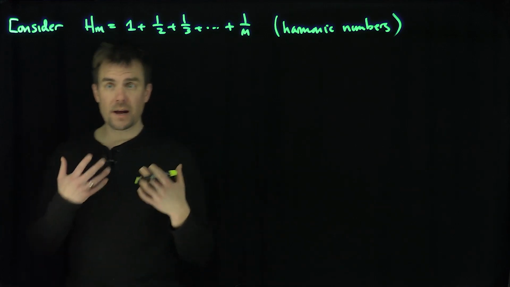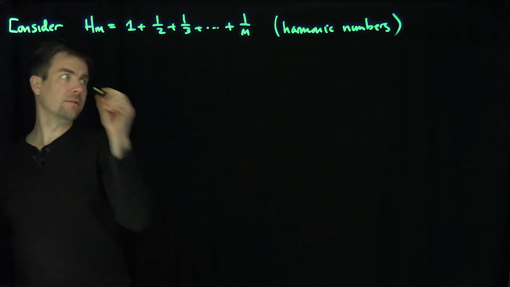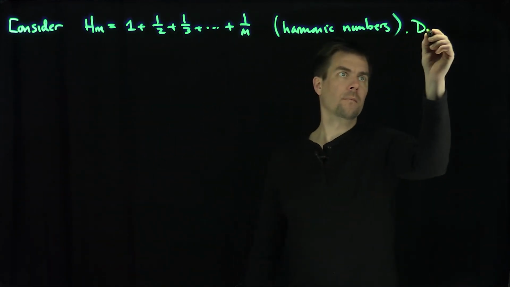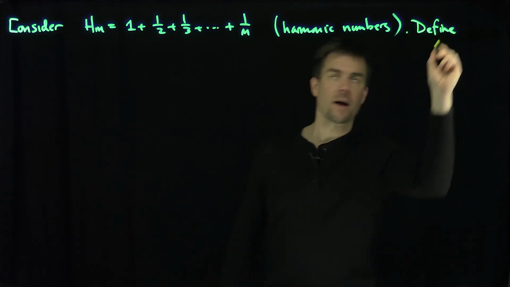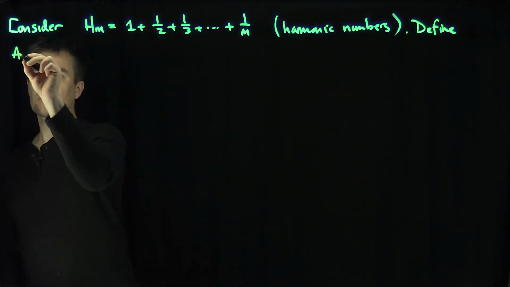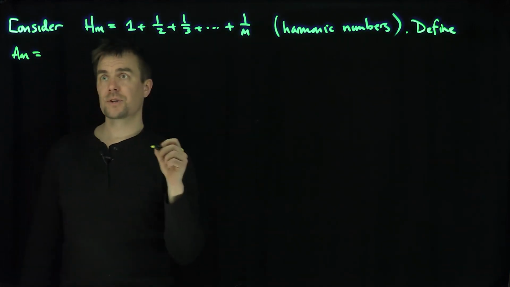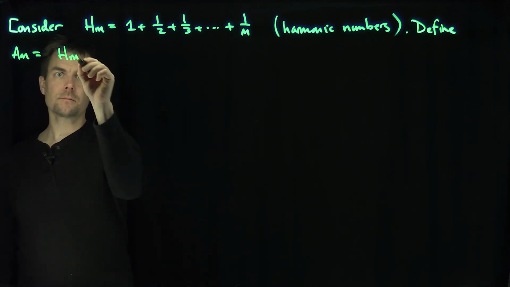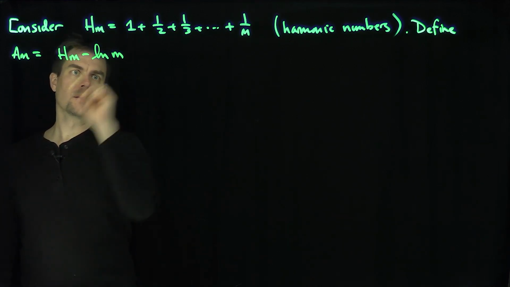So what we're going to do is temper them by considering a sequence. Define a_m, which is going to be these numbers H_m minus the natural log of m.